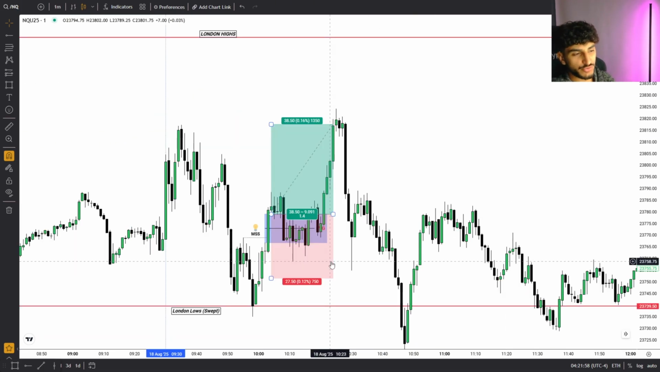And you might say, well, the risk to reward is not 1 to 2. And I agree with you. It's not 1 to 2. It's a 1 to 1.4. But we always take what the market gives us, all right? It's ideal for us to have at least a 1 to 2 risk to reward.